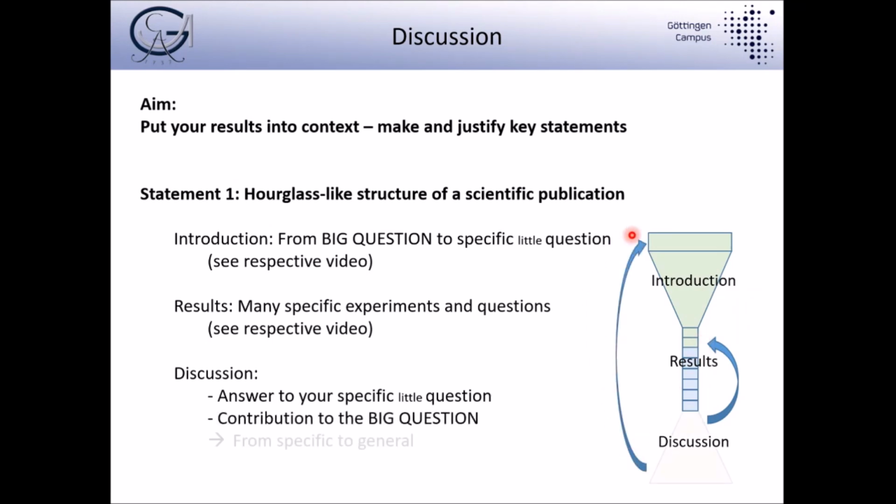And if we visualize that, this would again be like a triangle but inverted. And if you look at this structure here, it looks like an hourglass. So I think it's a good idea to think of the structure of any publication in this way, from broad to specific and from specific to broad.